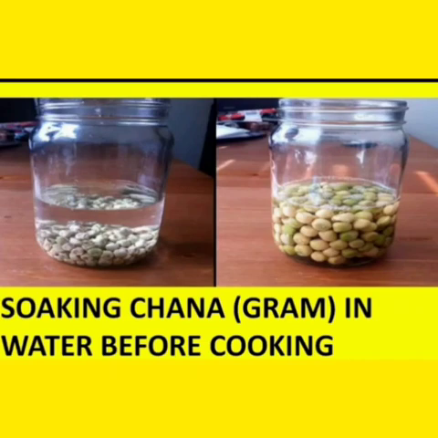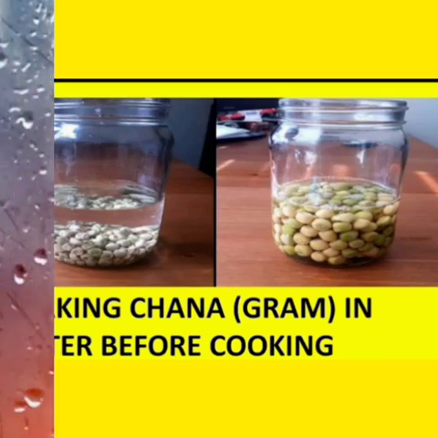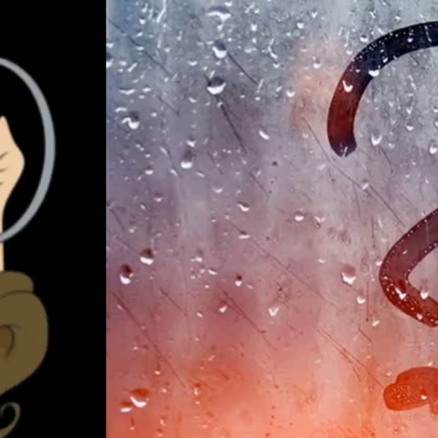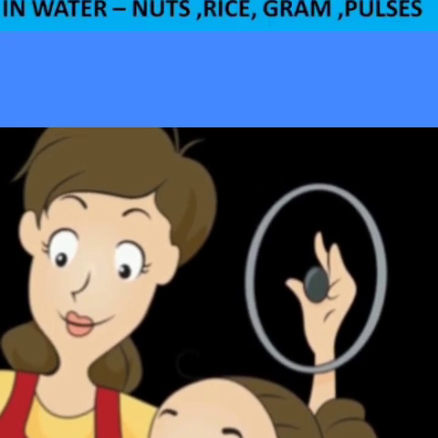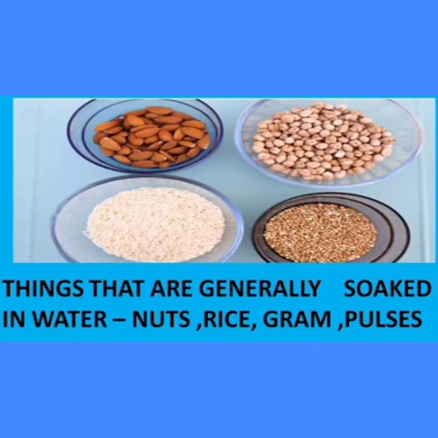Now this picture shows the soaking of chana or gram in water before cooking. You can clearly see the difference. After soaking the seeds in water, the size of the gram seeds become larger as it absorbs the water. Now can you name some of the things that are generally soaked in water? You must have seen your mother soaking nuts, rice, gram or pulses before cooking or using them.